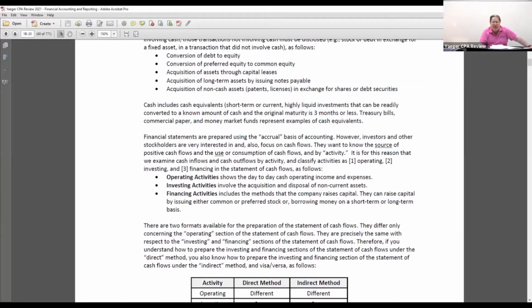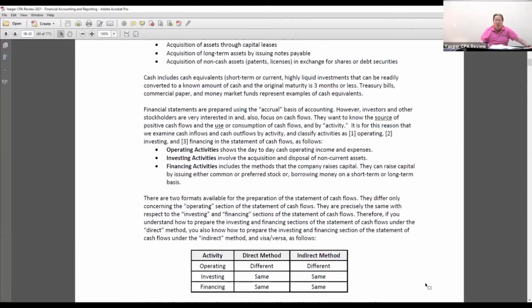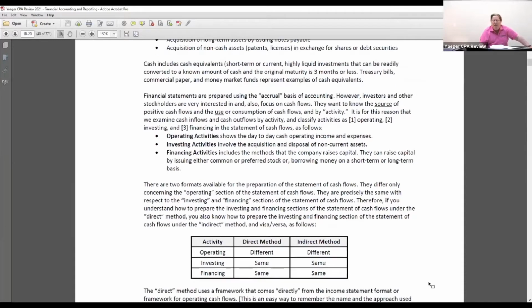Now, how can they raise capital? Well, they can issue their own stock, common or preferred, or they can borrow money. And the borrowing of the money can be on a short-term or long-term basis. So generally, if you see an increase like in notes payable, cash, that's a financing inflow. If you see an increase in mortgage payable, if there's cash involved, that is considered an inflow under financing.